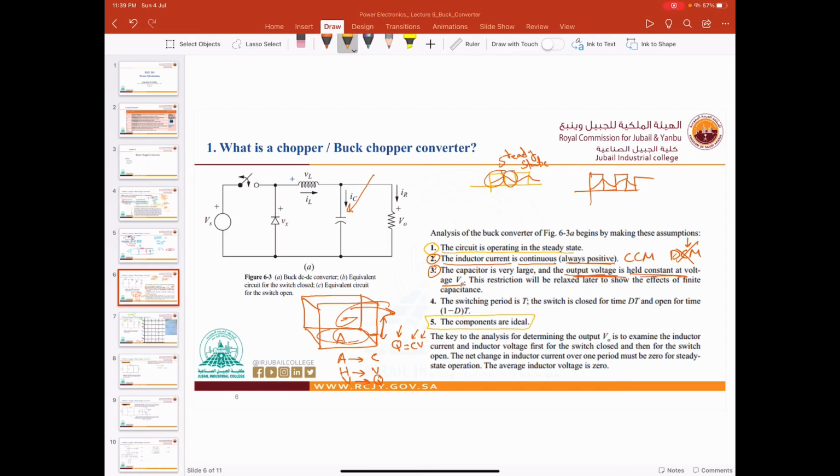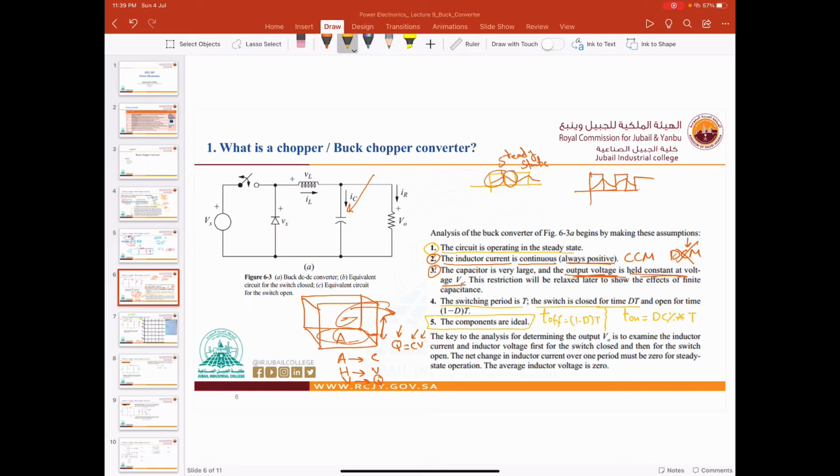Now let's go to the last point here. The switching period is T, right? We will assume that. And the switch is closed for a time dt, which means that T on is basically the duty cycle percent multiplied by T. Now in case of T off, we assume that it is equal to 1 minus the duty cycle, multiplied by T.